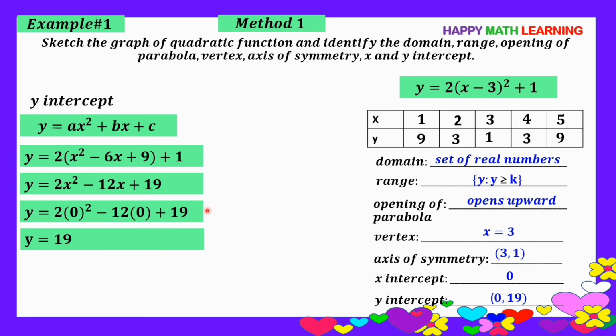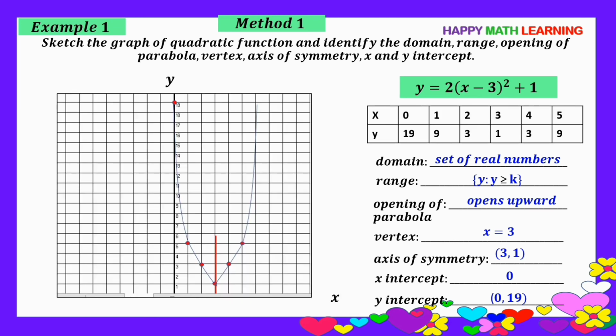Next, kunin naman natin ang y-intercept. Tandaan na meron lamang isang y-intercept ang isang quadratic function. Para makuha natin ang y-intercept, lahat ng x ay palitan natin ng 0. Substitute 0 to variable x. Here, we get 19, positive 19. Kaya ang ating y-intercept ay 19.